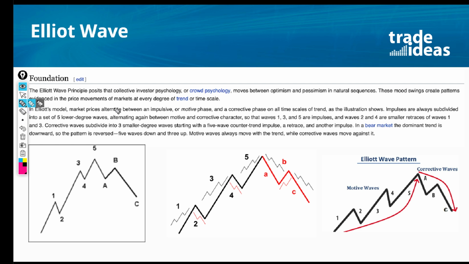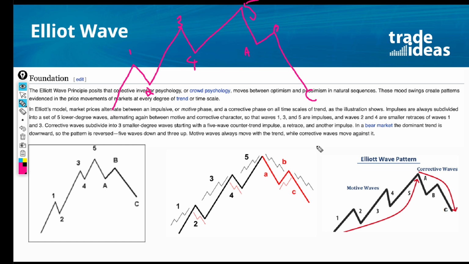Not all the time, but quite often, there would be this 5-wave move higher, right? Whereas this would be 1, 2, and then 3, and 4, and then finally 5. And then as the stock retraced, it would retrace in a 3-wave pattern. So they would call that A, B, and C, essentially.